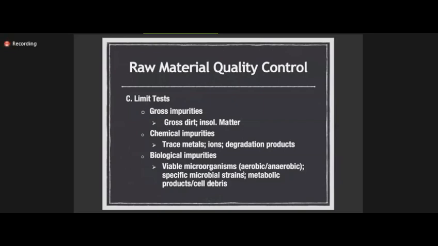And then we have chemical impurities, so yung mga ions, sodium salts, heavy metals, degradation products. Those are chemical impurities. And biological impurities, of course, mga microorganisms, cellular debris, so bacteria na mga products or metabolites, those are biological impurities.